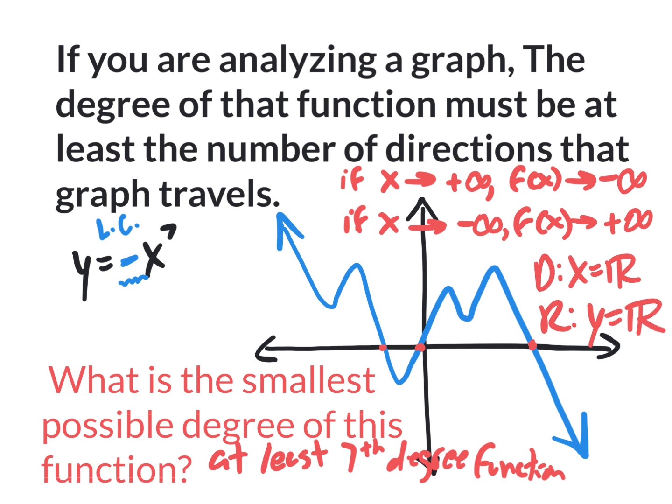Okay. How many relative minimum values do we have? We have 1, 2, 3 relative minimums. Does that make sense? How many relative max values do we have? 1, 2, 3. That's right. Okay. That's a lot of stuff.